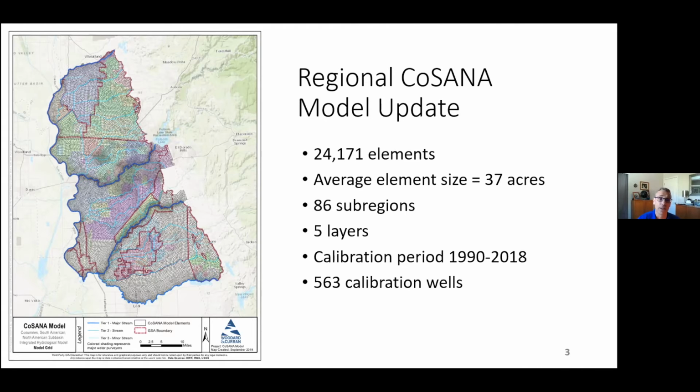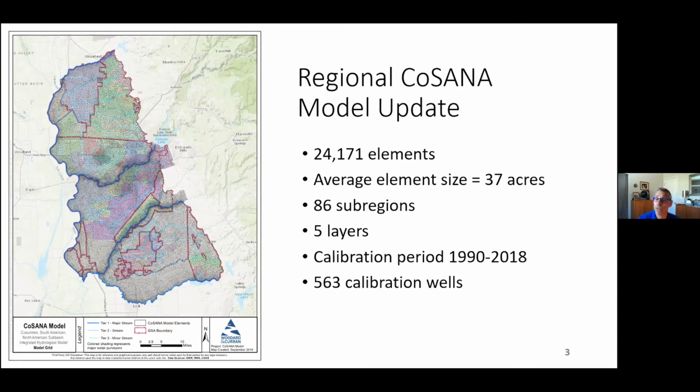Now you can see, again, as I pointed out earlier, when you have new computer power, you can really update the refinement of a model. This one has 24,000 elements to it. The average element size now is 37 acres. So now we're down to a quarter section, or 1/16 of a mile. It has 86 subregions, and now it has 5 layers. And one of the big parts about that is the shallowmost layer is typically less than 100 feet thick, because we understand under Sigma, we really need to look at this surface water groundwater interaction issue.